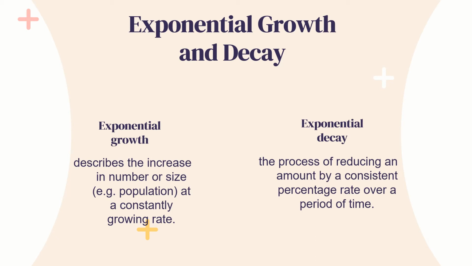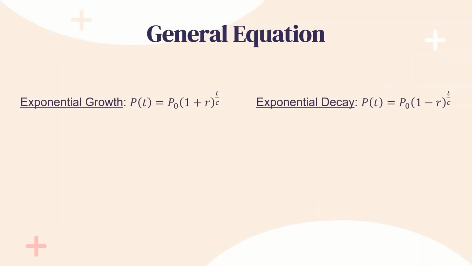On the other one, the decay, which in fact tells us that it is reducing by a consistent percentage rate over a period of time. So they are contrasting, since the idea here of the growth is plus and then the other one is subtract. So the general equation for growth tells us that P of t is equal to P initial quantity 1 plus r to the power of t over c. And then for the exponential decay, we have P of t is equal to P initial quantity 1 minus r to the power of t over c.